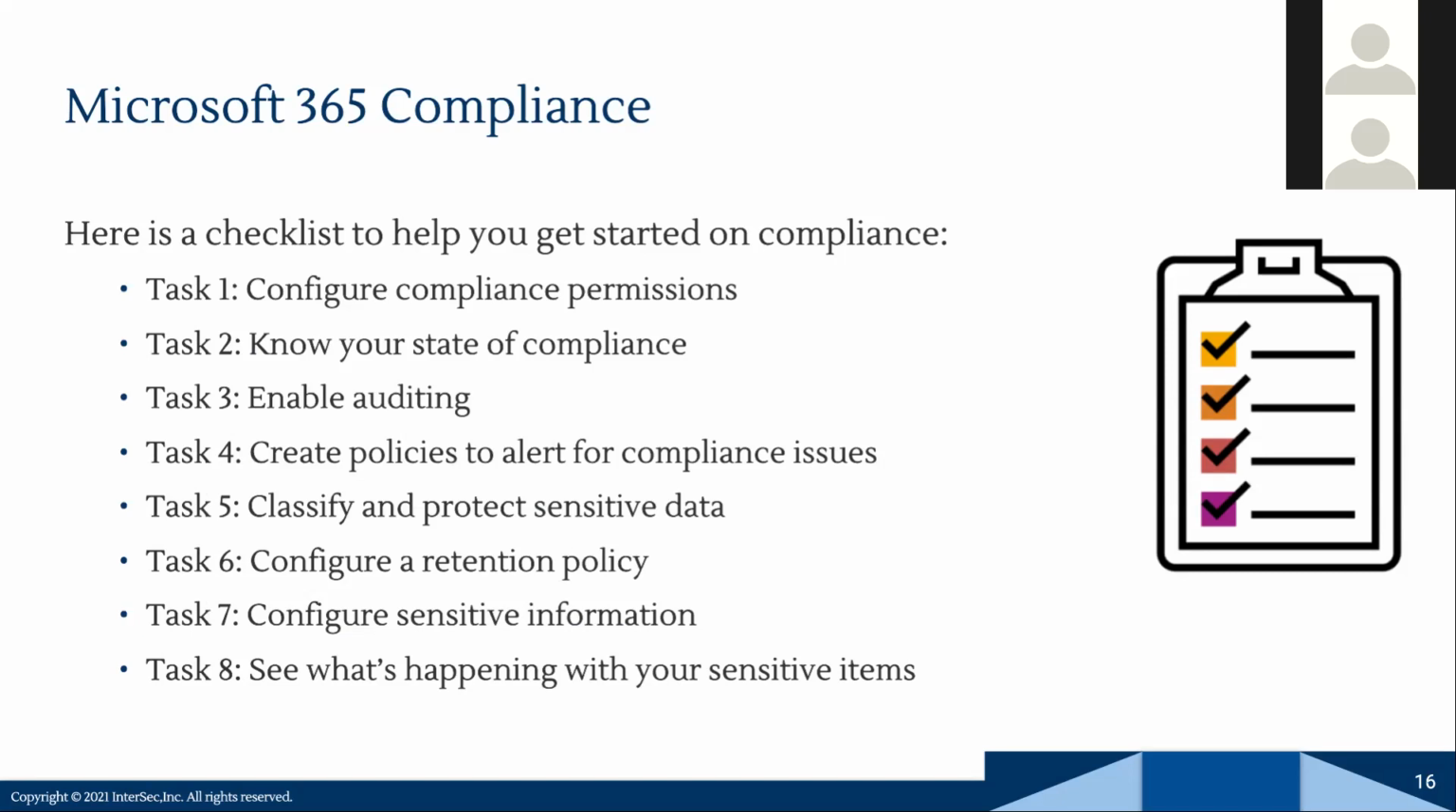So I would suggest a few things, which we will go into more detail about, which include configuring compliance permissions. Then you want to look into knowing your state of compliance. You want to go ahead and start enabling auditing, creating policies to alert for compliance issues, classifying and protecting your sensitive data, going ahead and configuring a retention policy, then configuring your sensitive information, and then finally, looking at what's happening with your sensitive items. I highly recommend that you do go in this order because it makes the process that much easier. But if you've already done a few things or you haven't done a few things, you can start anywhere where you feel comfortable.